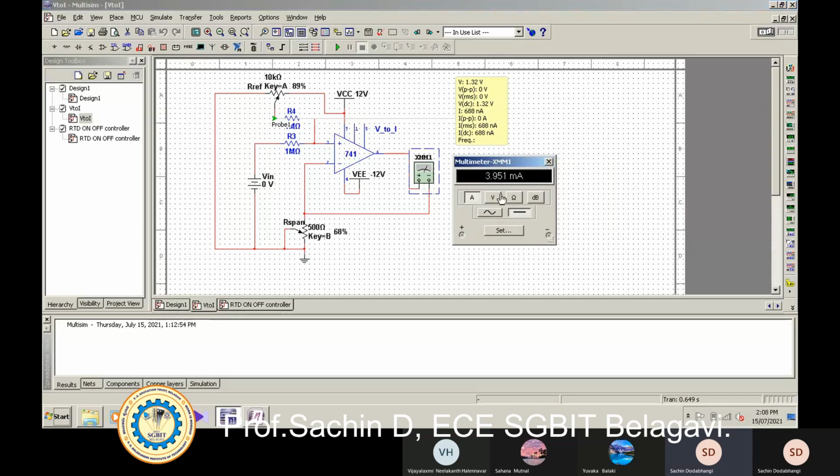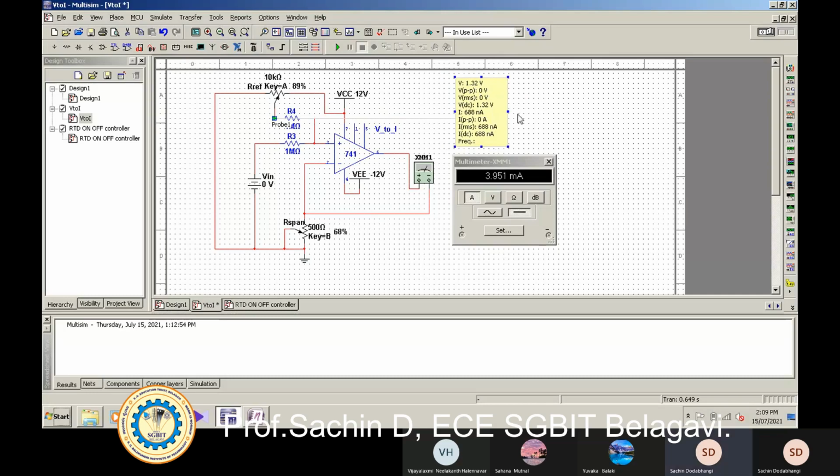What is the reading of this milliammeter? Zoom it and tell me what is the reading of this current here. For given input voltage 0 volt, look at the multimeter. Yes? 3.95. Okay, 3.95. And look at this reading also, the probe. This probe is from the E reference. In this you can see the first one, V equals 1.32. If you zoom it, it is not clearly visible, but somehow you can manage it. V equals 1.32, no? Here, first one.